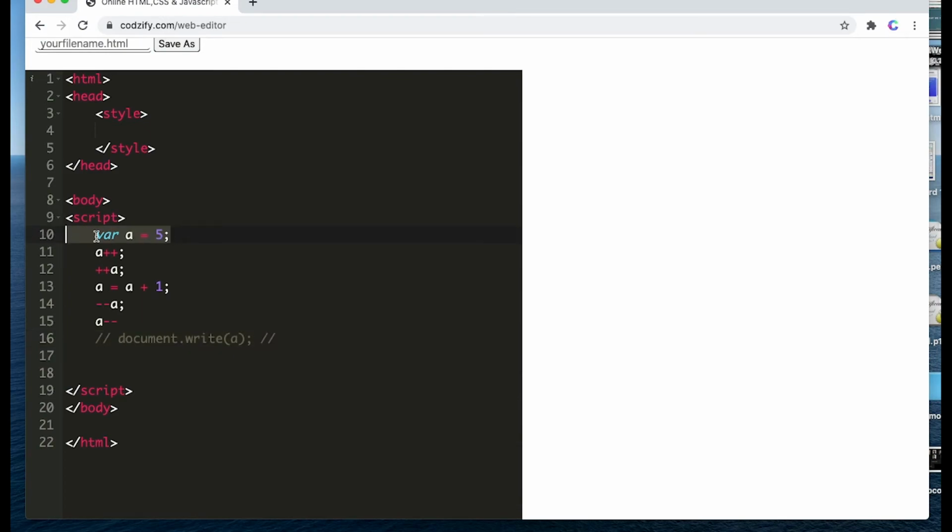So on line number 10, the variable a value is 5. On this line the postfix operator is used, so whatever the value of a here is, that will remain the same here, but on the next line whenever the value of a is used, it will be the incremented value. So on this line the value of a is 6 now, and also the plus plus operator is applied here, so plus plus 6 means it will become 7.